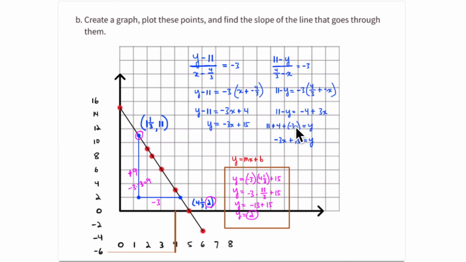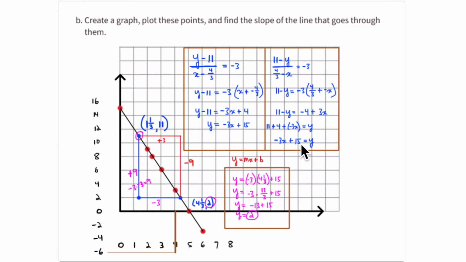Or if I added a positive x to this side to get rid of this, which would be plus a negative y, positive y, which would be plus a negative y, so that moves this y over here. And I added a negative 3x here to get rid of this positive 3x, that moves this negative 3x over to here. Add 11 plus 4, you have to add positive 4 also. So 11 plus 4 is 15, and negative 3x. So you get the same equation. Y is equal to negative 3x plus 15.